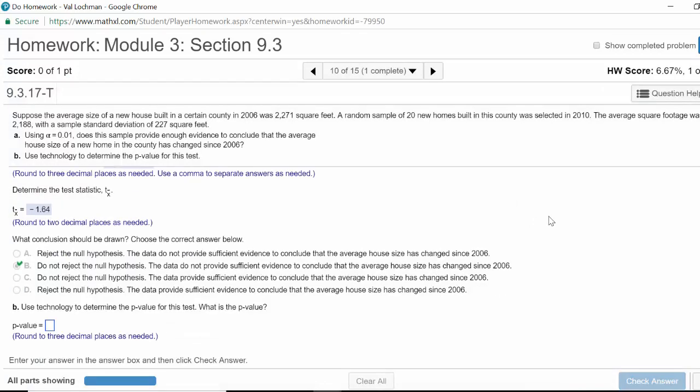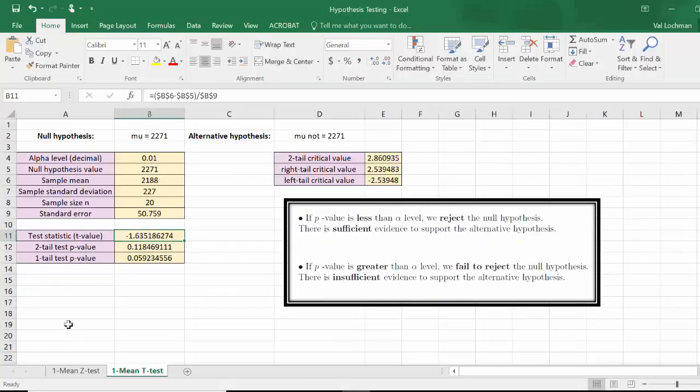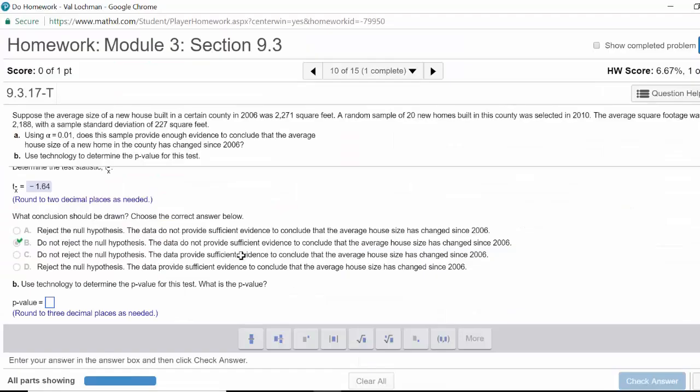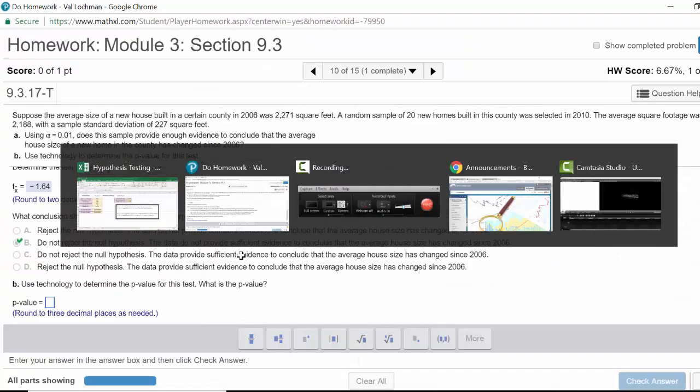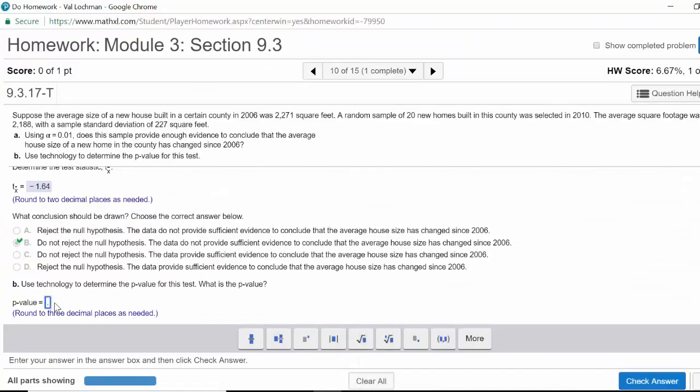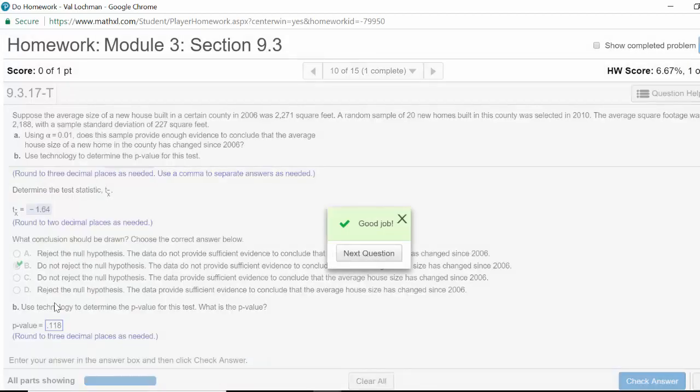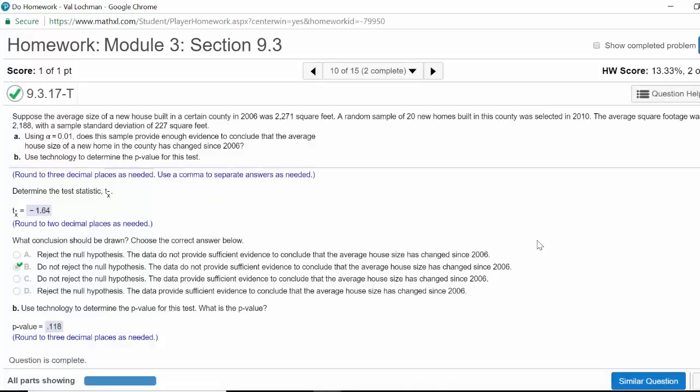That looks correct. Now the p-value: you already know approximately what it should be. It should be greater than 0.01 because we did not reject the null hypothesis. So let's go back to our file here, and this is the p-value for the two-tail test, 0.1185. They want 3 decimal places, so 0.118. That is a large p-value. It is bigger than the alpha level. We still would not reject.